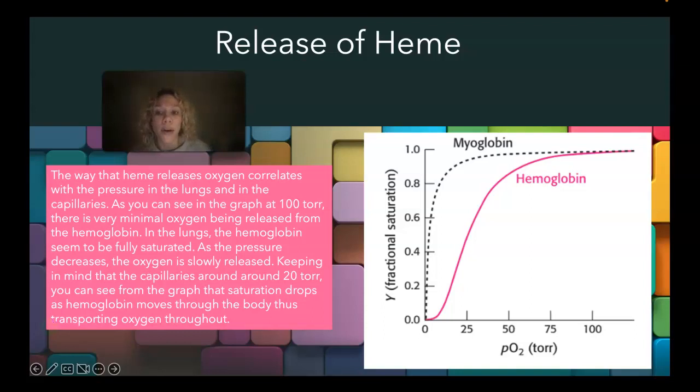So from our book, it does state that the pressure in the lungs is about 100 torr. So as you can see in the graph, at 100 torr, there is very minimal oxygen being released from the hemoglobin. In the lungs, the hemoglobin seems to be fully saturated. As the pressure decreases, the oxygen is slowly released. Keep in mind that the capillaries are around 20 torr. So if we look at this graph and you see 20 torr, if you look up to this hemoglobin line, you see that it is very, very low, meaning that a lot of the oxygen has been released from the heme. So as hemoglobin moves throughout the body, it transports oxygen throughout.